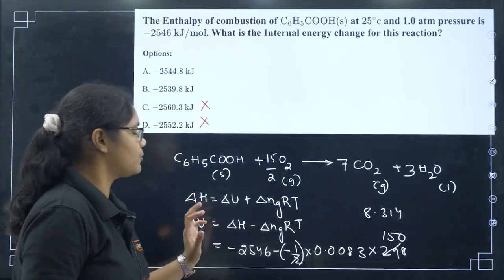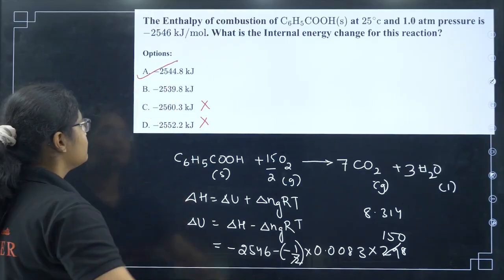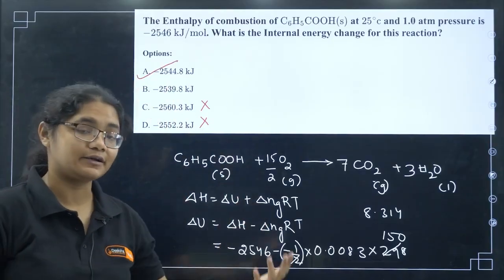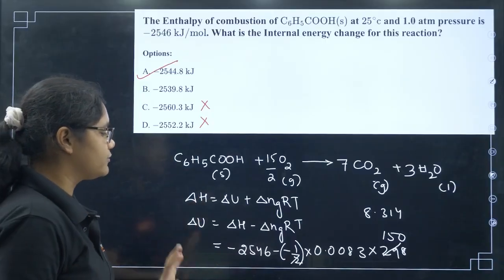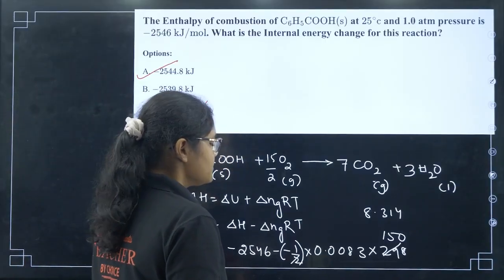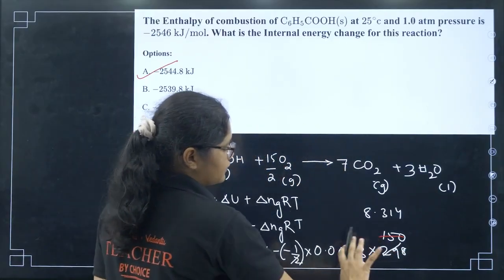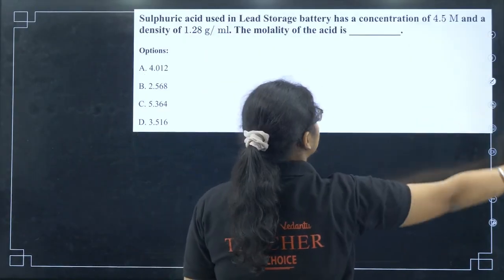Now if you solve this properly, you will find the value will be 2544.8. Again, I am not doing the calculation because a calculator is available in the exam. You can just do the calculation and you will get the answer. Make it 298 and solve, not 300.